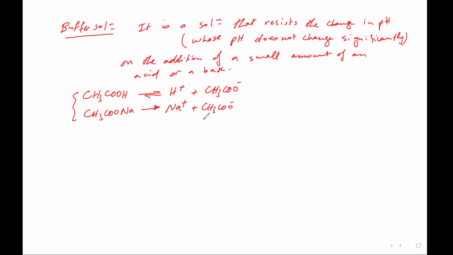Now, how does this buffer work? We say that if a small amount, there should be a small amount, otherwise it will change completely. If a small amount of an acid is added, what will happen? We look at the equilibrium. When we discuss how the buffer works, we have to look at the equilibrium equation. It doesn't mean that the other equation is not present. Of course it is present. But when we talk about how it works, we look at the equilibrium.